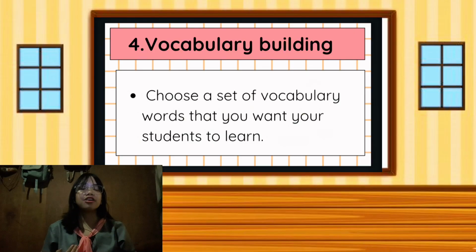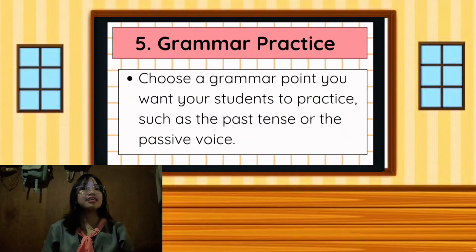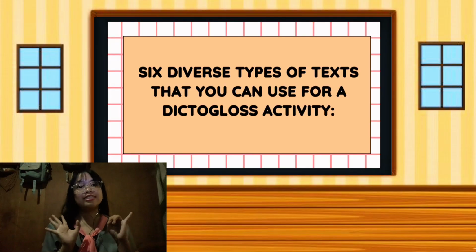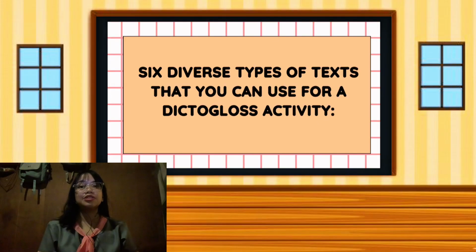Choose a set of vocabulary words that you want your students to learn. And fifth is grammar practice. Choose a grammar point you want your students to practice, such as the past tense or the passive voice. So here are the 6 types of text that you can use for a Dictogloss activity.